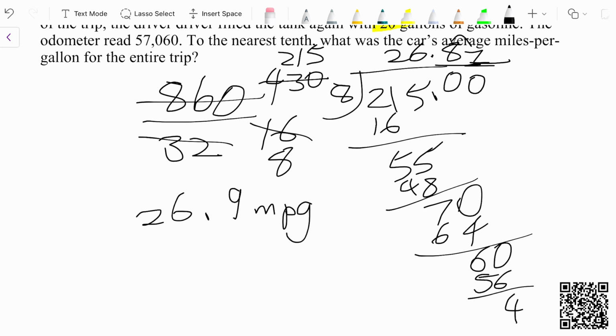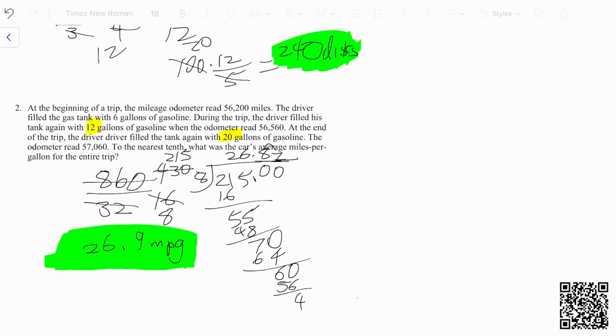MPG? Miles per gallon? I don't really know what the acronym's supposed to be, but we're just going to say it's MPG for now.